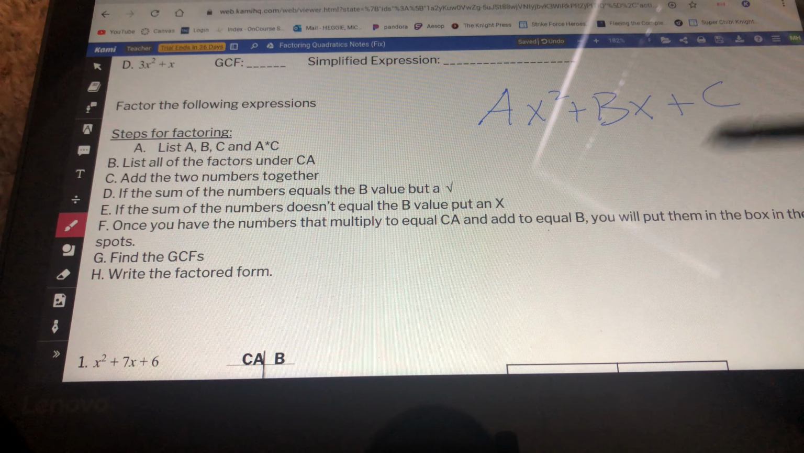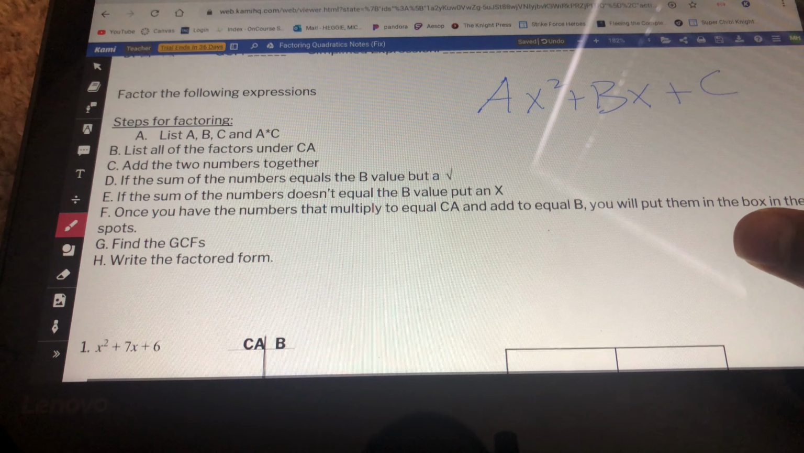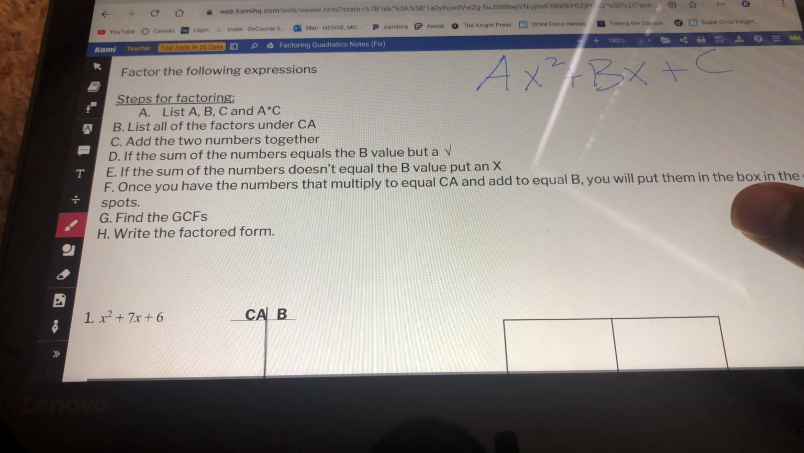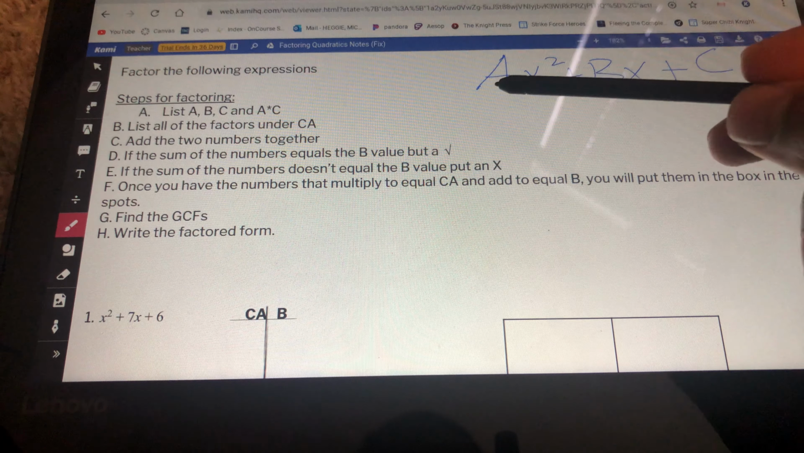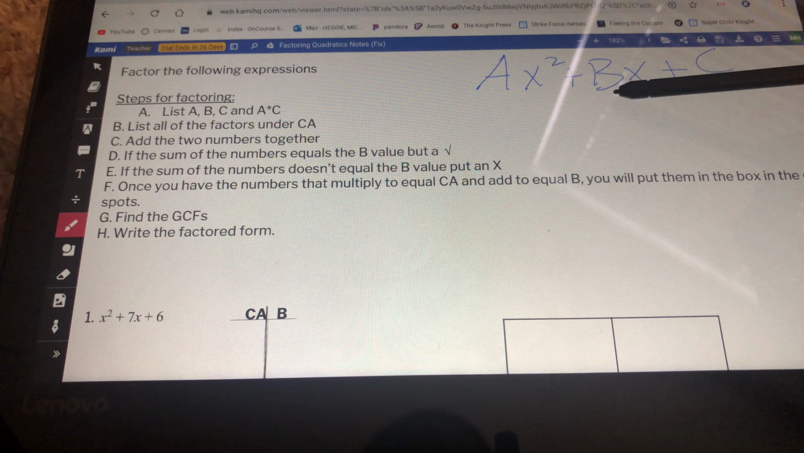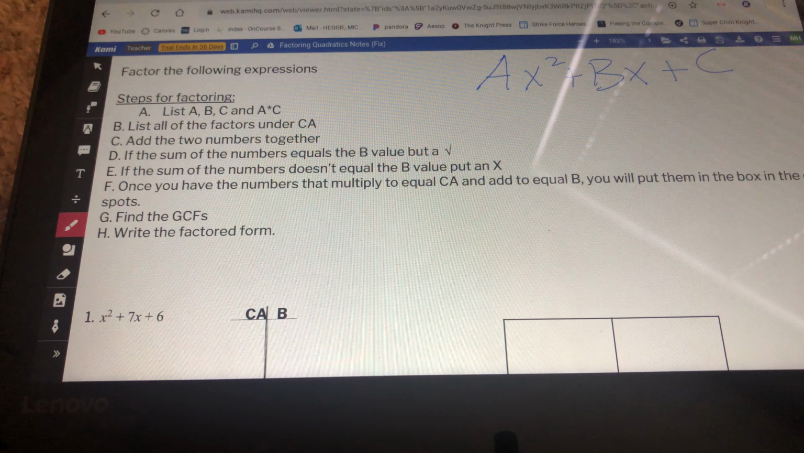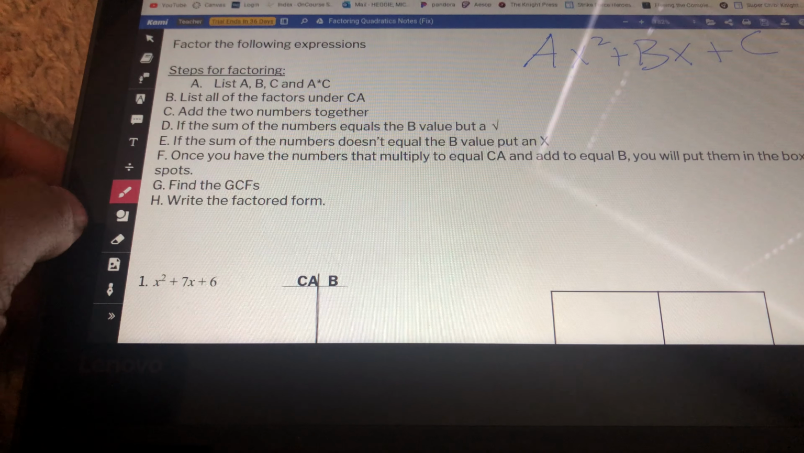With that being said, let's go ahead and look at our example here. First thing you want to do is list A, B, and C. A is always going to be the number in front of x squared. B is always the number in front of x. C is always the number that doesn't have a variable with it. So, let's go ahead and look.